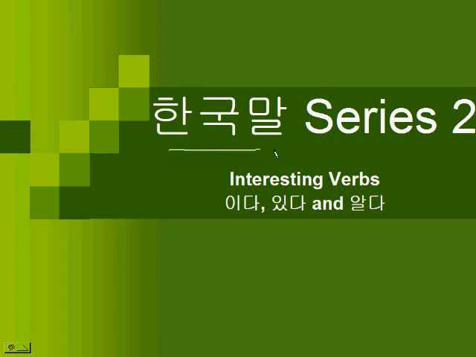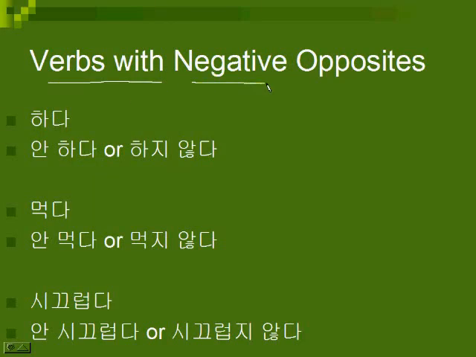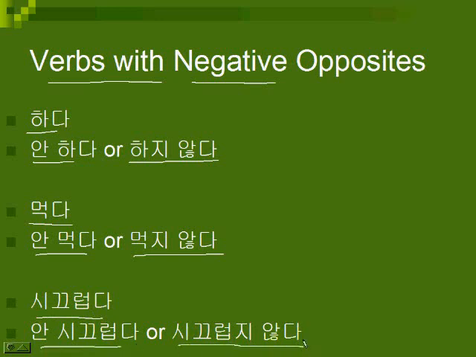This is 한국말 Series 2, Interesting Verbs, a quick lesson on ida, itta, and alta. So here's verbs and their negatives normally. 하다 has 안 하다 to not do, or 하지 않다 to not do. 먹다 to eat has 안 먹다 to not eat, or 먹지 않다 to not eat again. 시끄럽다 to be noisy has 안 시끄럽다 to not be noisy, and 시끄럽지 않다, again not to be noisy.